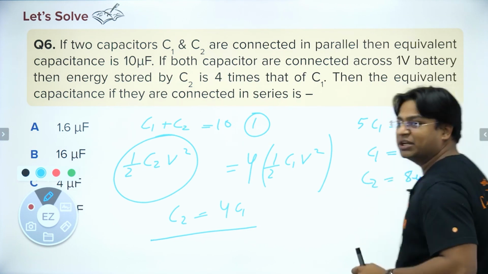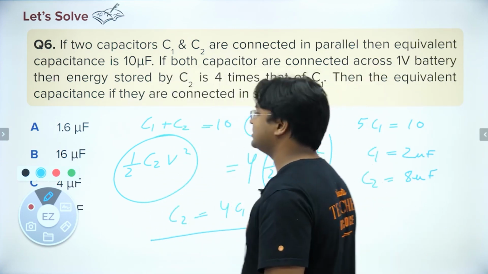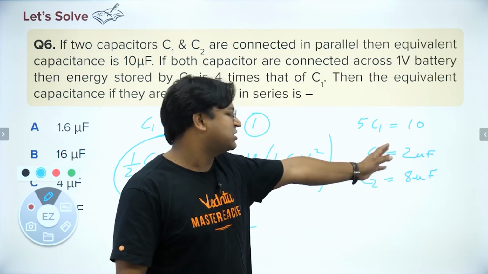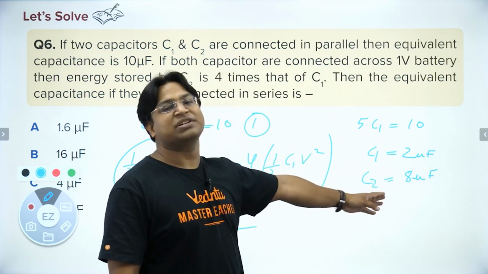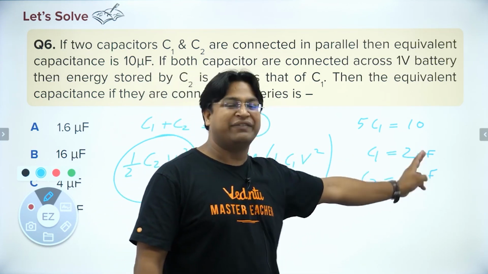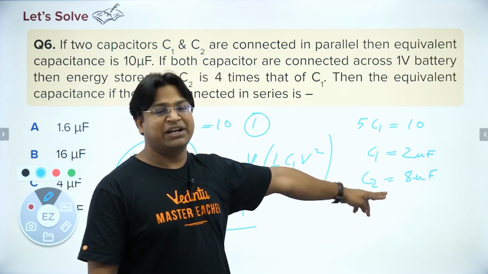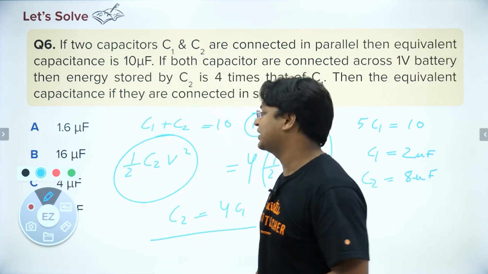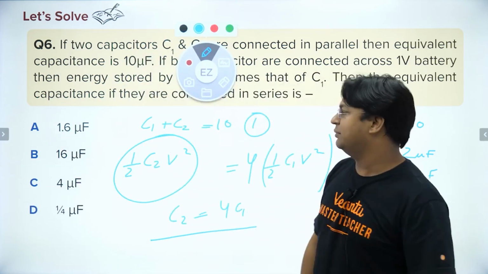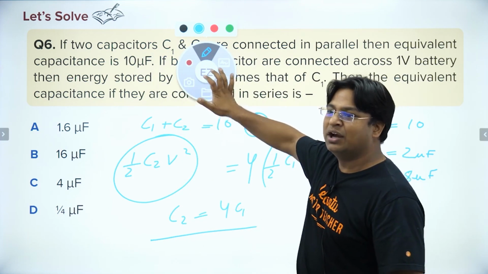So we have obtained the value of C1 also and C2 also. Let's see what the question says. Now when they are connected in series, I think that's a cakewalk now. This is something that you all can do. Their series connection will give us an equivalent value of 8 into 2 divided by 8 plus 2. So that would be 16 divided by 10. 1.6 would be the correct answer. So A option, 1.6 microfarad will be the correct answer here. Alright, hope you got this.